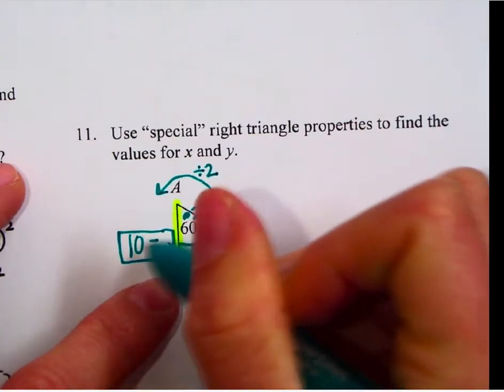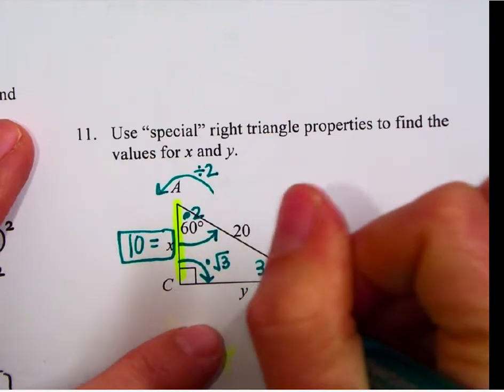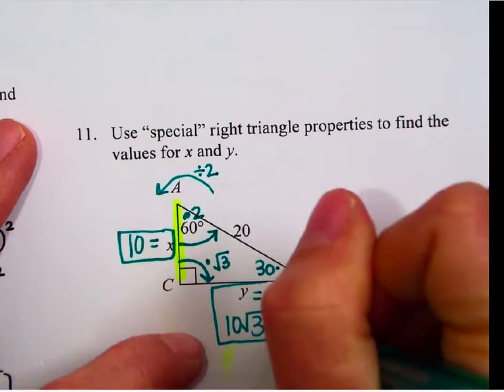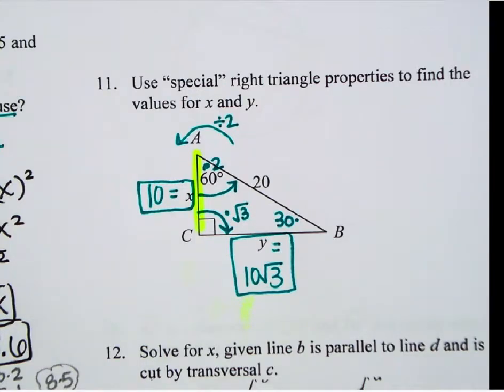Then we're going to use 10. We're going to multiply by square root 3 to get y, or to get the longer length of the leg. Longer leg length of the triangle, 10 square root 3.